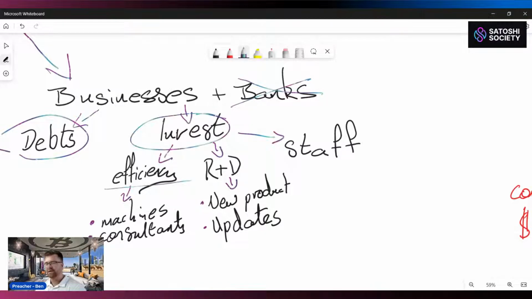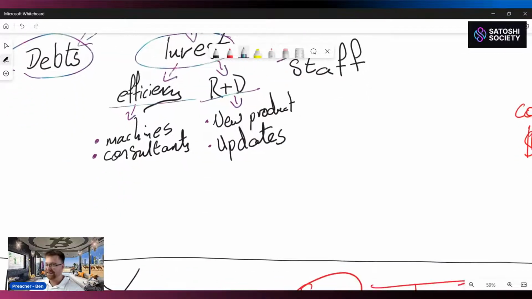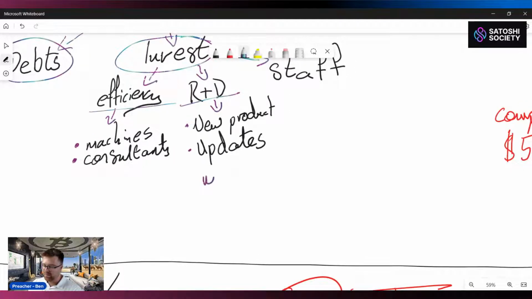They might buy more machines. They might buy consultants to say, listen, get rid of some of this stuff or change these processes this way so that you get more use out of the things that your business sells or uses in order to sell products. Then they also go through R&D. So R&D is new products, updates to current products. It's just research and development. Anything like this is going to ideally mean that they can make more money, right?